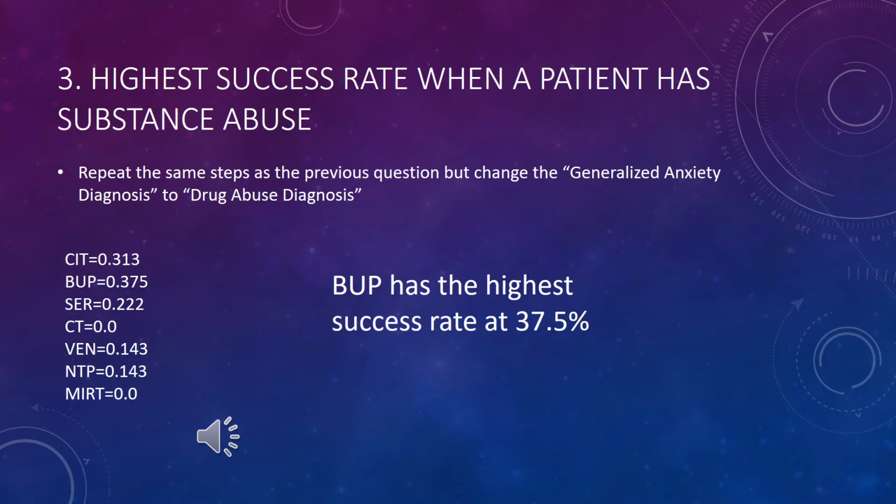For the final question, we need to find the highest success rate when a patient has substance abuse. You will need to repeat the same steps as you did for the first question, but instead you're going to change the generalized anxiety diagnosis to drug abuse diagnosis. And then for the value section, you will need to change it to CIT success and then change them to the rest of the different medications, such as BUP success, SER, CT, VEN, NPT, and MIRT. That will show you which one has the highest success rate, which is shown on the bottom. And after that, you will find out that BUP has the highest success rate, which was almost 38%.